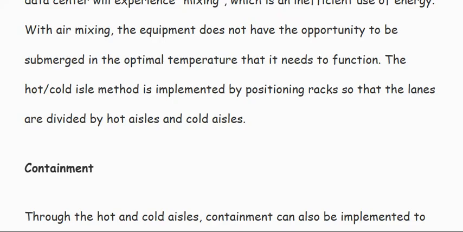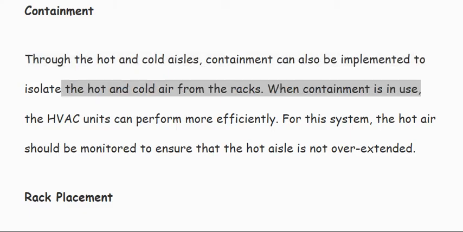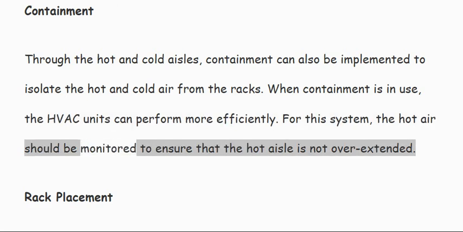Containment. Through the hot and cold aisles, containment can also be implemented to isolate the hot and cold air from the racks. When containment is in use, the HVAC units can perform more efficiently. For this system, the hot air should be monitored to ensure that the hot aisle is not overextended.